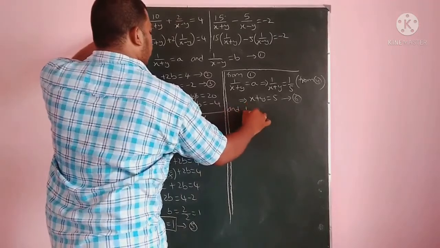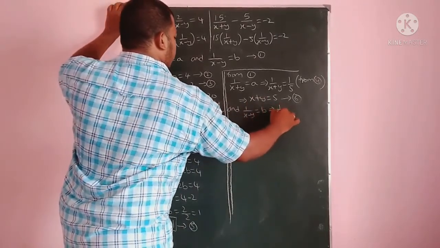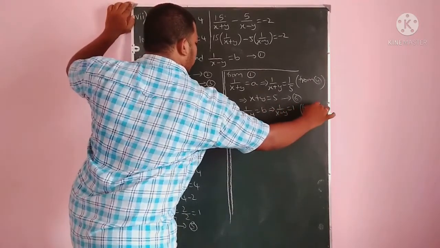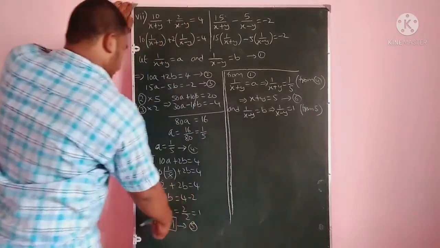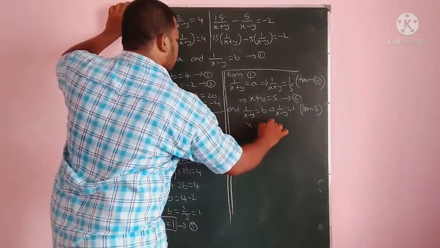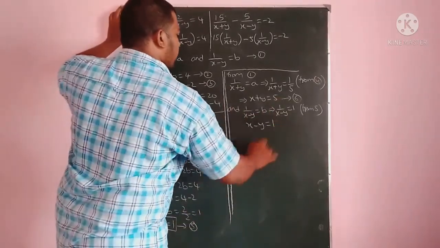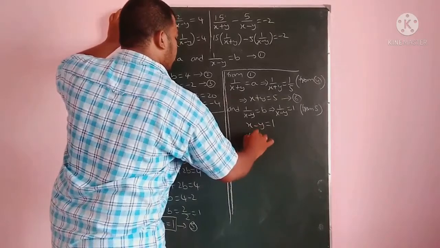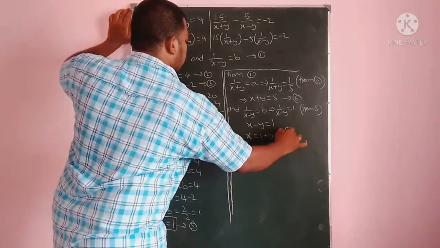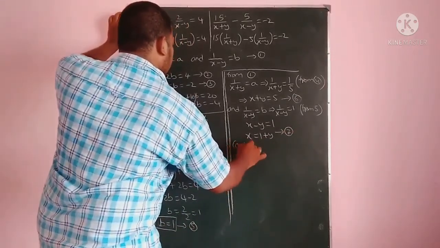And 1 by x minus y is equals to b. 1 by x minus y is equals to 1. This is from 5. Why? Because from 5 we got the b value. So x minus y is equals to 1. And from here we can write x is equals to 1 plus y. Let it be 7.